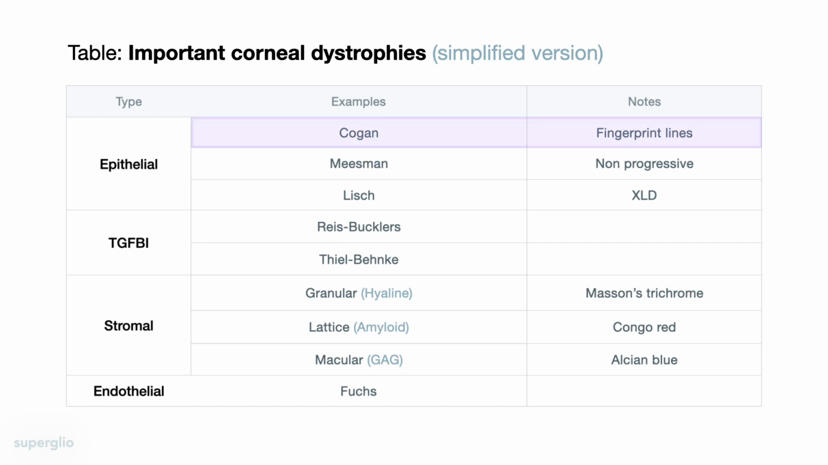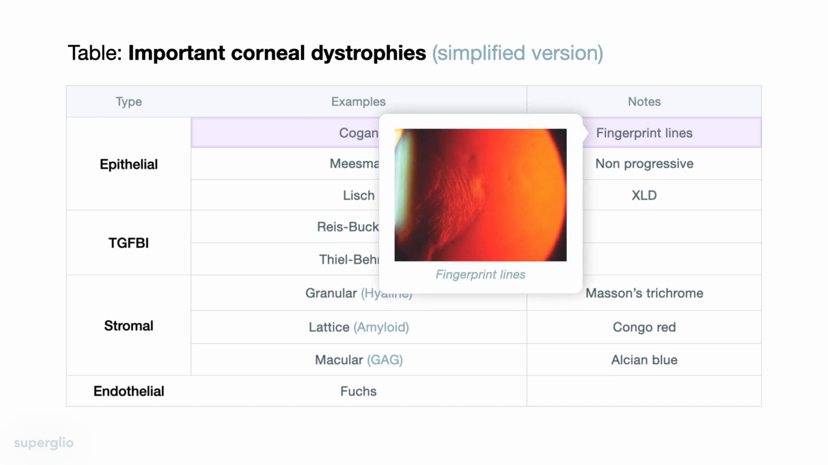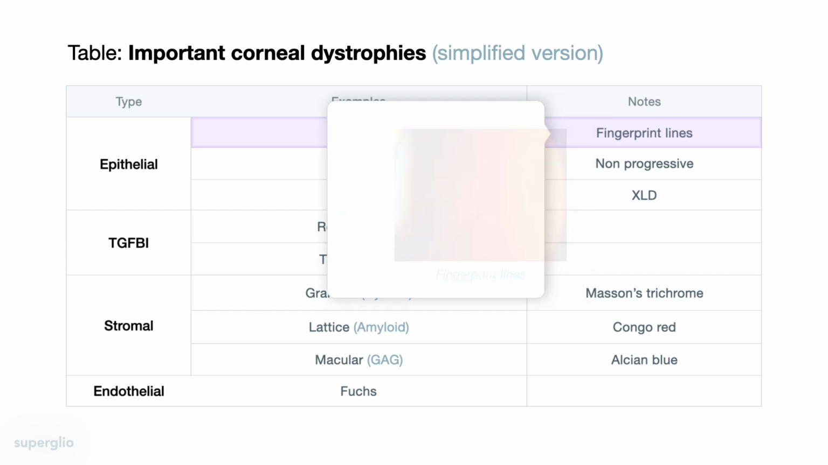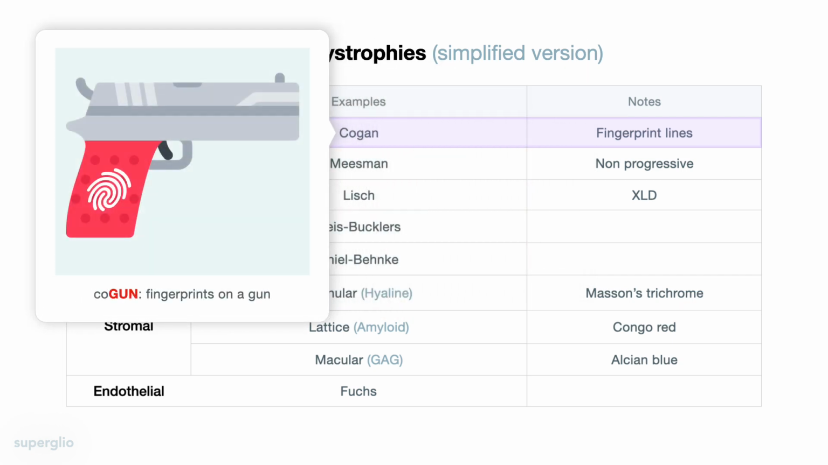First is Cogan dystrophy. It is an epithelial dystrophy. We can find the classical fingerprint lines in this dystrophy. From Cogan, think co-gun, and there will always be fingerprints on a gun, so this should remind you of fingerprint lines.